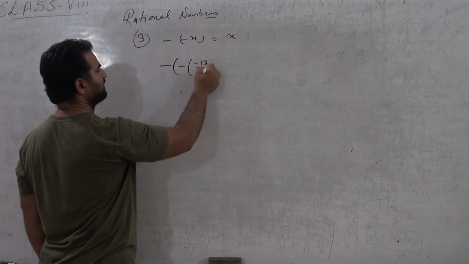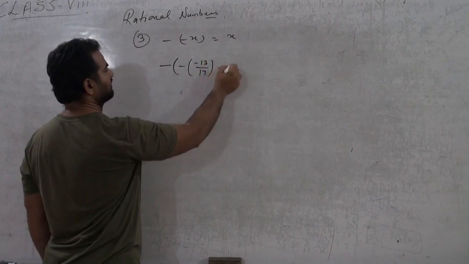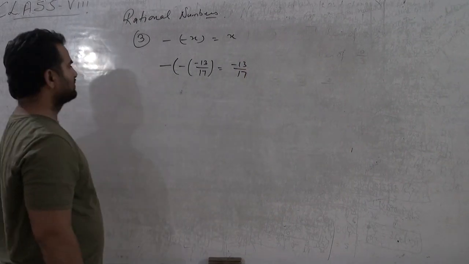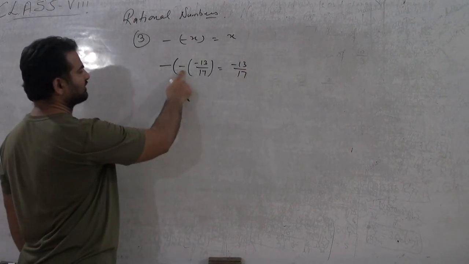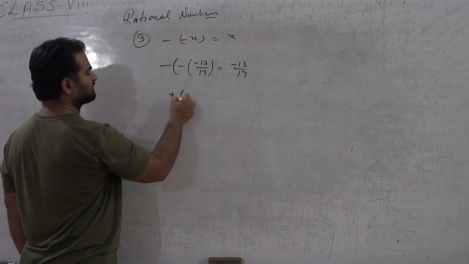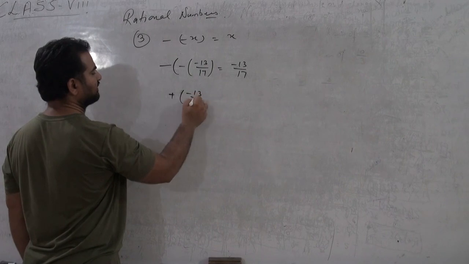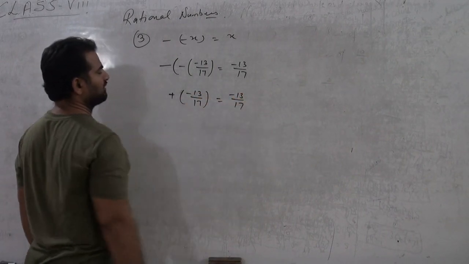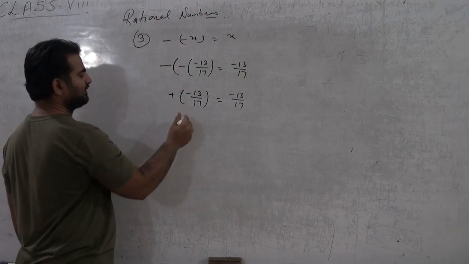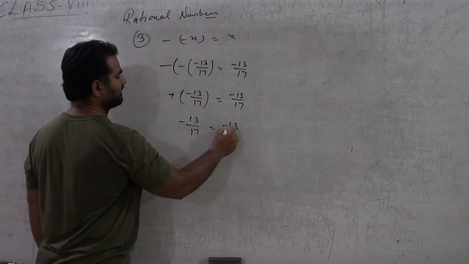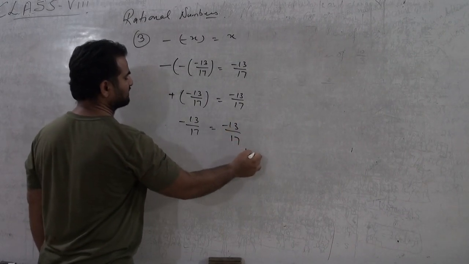Minus 13 by 17 equals minus 13 by 17. Okay. So this negative and this negative sign will be multiplied and the answer will be positive. So it will be plus bracket minus 13 by 17 equals minus 13 by 17. And this positive and negative sign will be minus 13 by 17 equals minus 13 by 17. Hence proved.